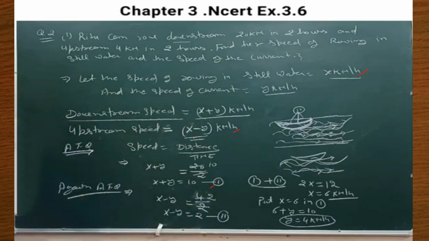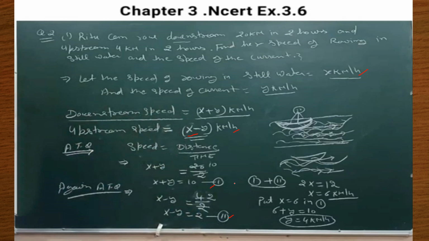This is the speed in upstream, x minus y. This speed is equal to distance by time; the distance is 4. Here in the second case, 4 kilometer in 2 hours. So we write here 4 by 2, distance by time. We will cancel it, we get 2. So x minus y is equal to 2. This is the second equation.